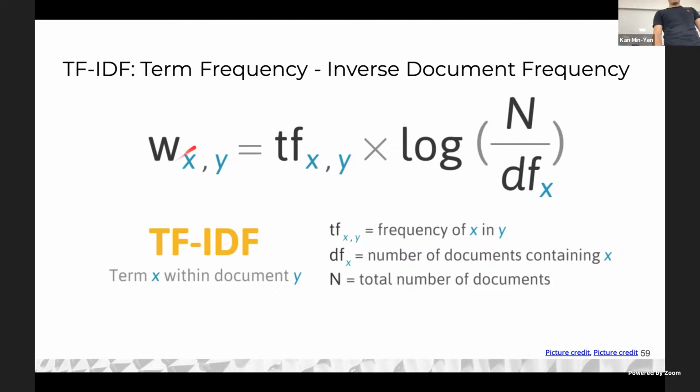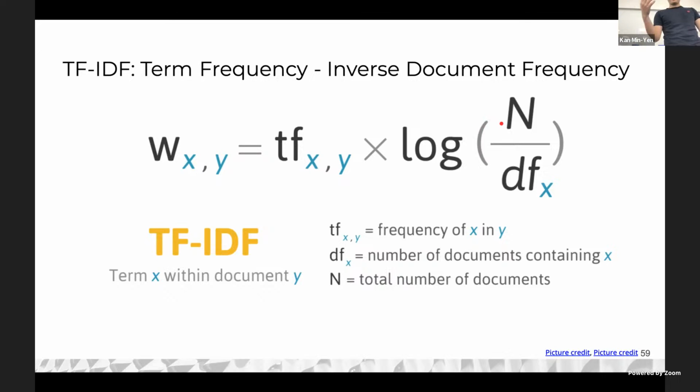So the TF-IDF is to give a score to a term within a document. There are two components. One is called TF, term frequency. It just counts how many times the term occurs in a document. And the other is the inverse document frequency. This is more difficult to understand, but it's also quite simple. It's just the log of the inverse document frequency.